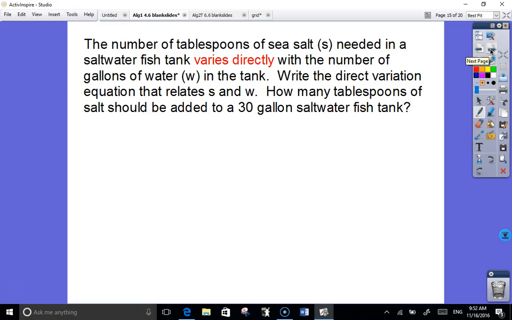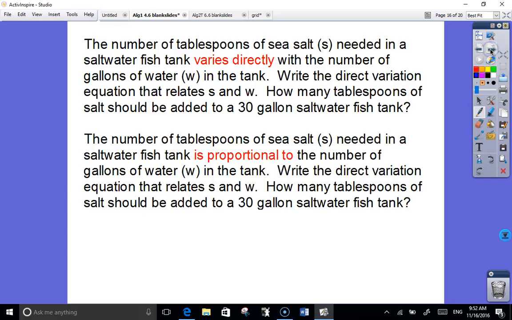What I wanted to make a point of is, notice they use the words varies directly. On the SOLs, they're probably more likely to say is proportional to. Or they might even say is directly proportional to. So we're supposed to know whether they say it one way or the other. It's a direct variation, right? But a lot of times proportional is the word they use.